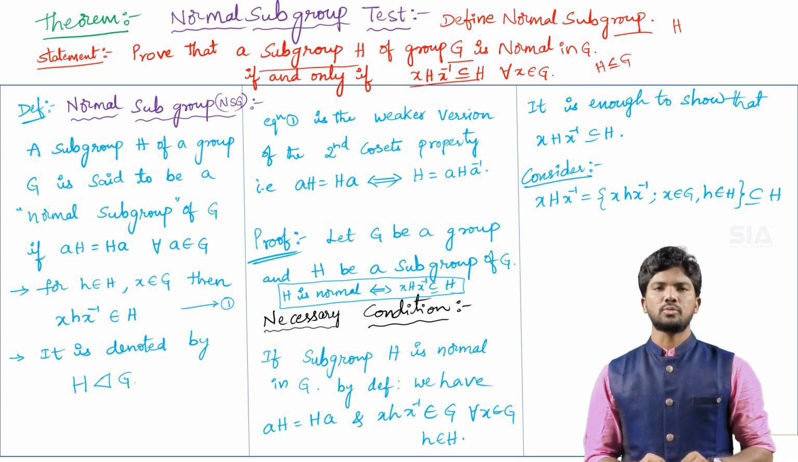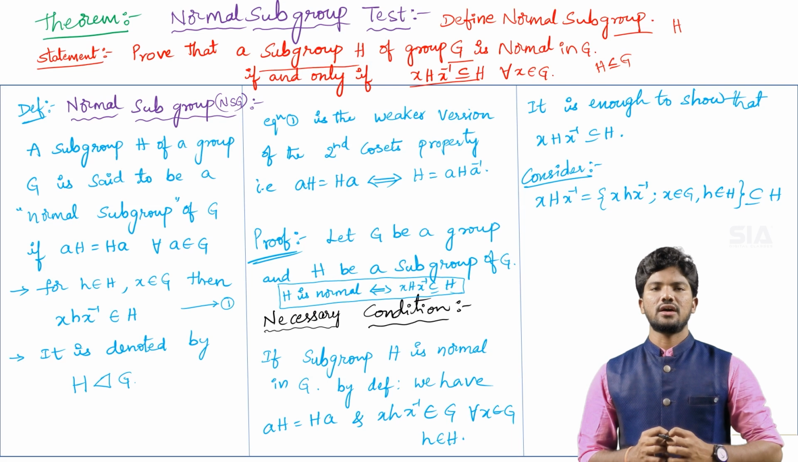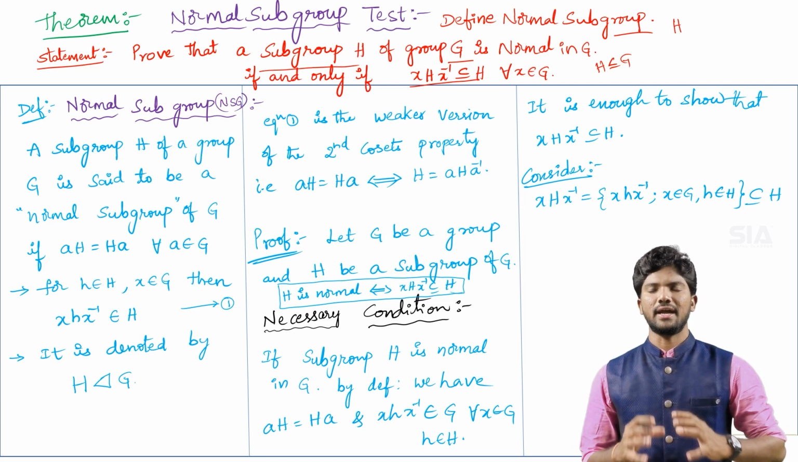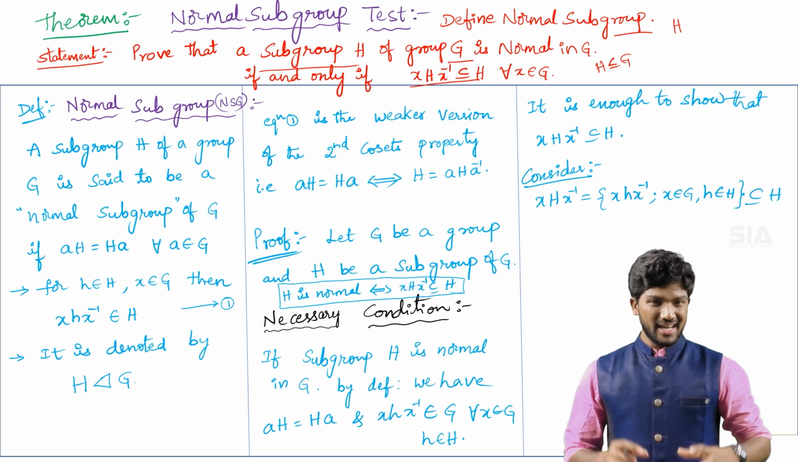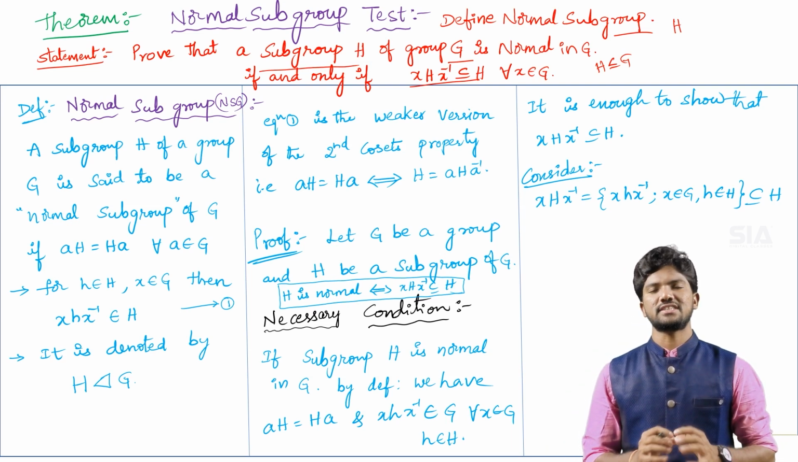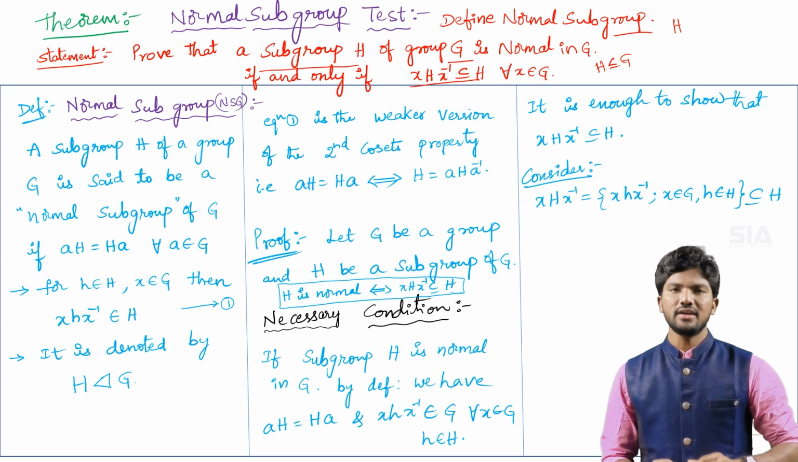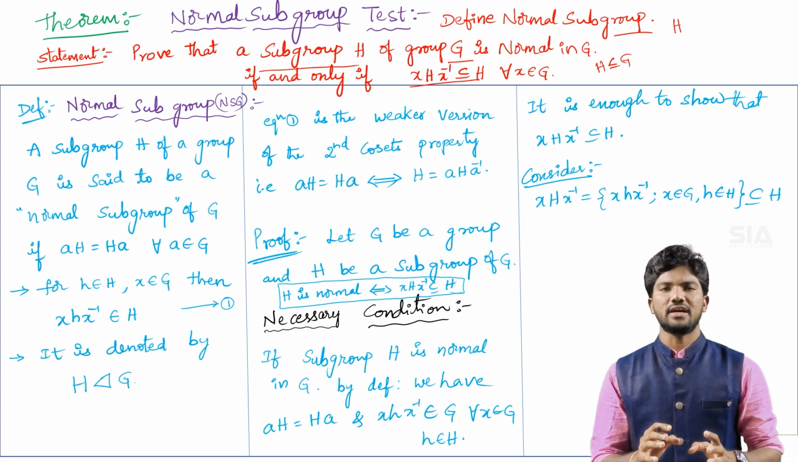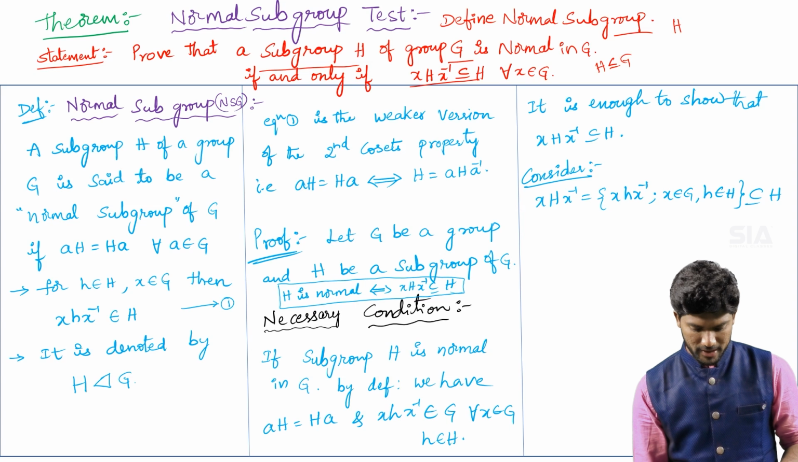Before going to prove this theorem, why are we studying this normal subgroup test? What is the reason behind this theorem? In the previous lecture we discussed a theorem based on the properties of cosets, where we discussed the second property of the cosets. What is the second property?